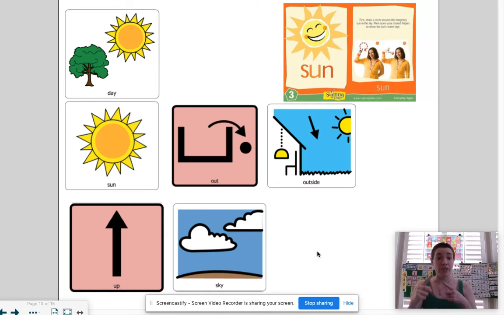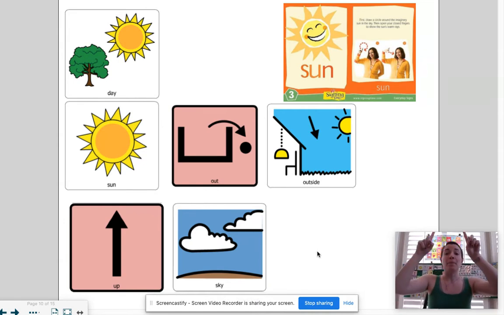We know this sign. During the daytime, we see the sun. I want to make sure that you can see what I'm doing. Draw a circle and then make it blink, shine down. So during the daytime, the sun comes out. So outside, we see the sun. It is up, up, up in the sky.